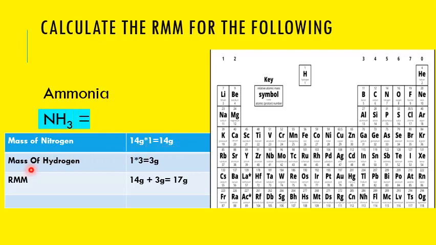Next, I'm going to move on. I'm going to do the same for hydrogen. So the mass is always at the top number. So the mass is 1 for hydrogen, but there is how many atoms of hydrogen? There are 3 atoms of hydrogen, so I have to multiply that by 3. Alright, and that's going to give me 3. And then what I'm going to do is get the sum of these two products. So 14 plus 3 is going to give me 17, and that's my relative molecular mass.